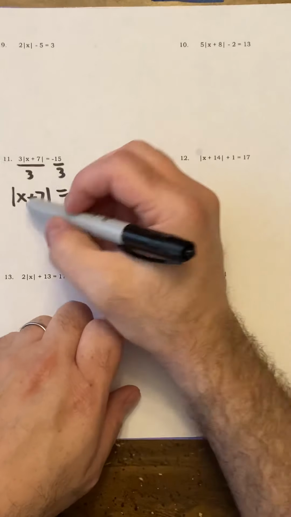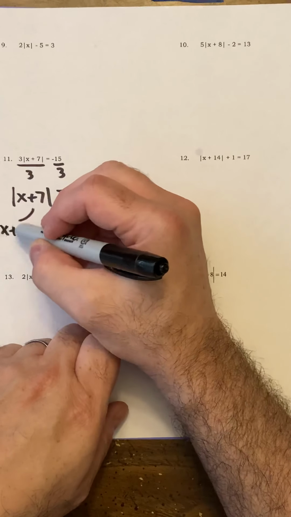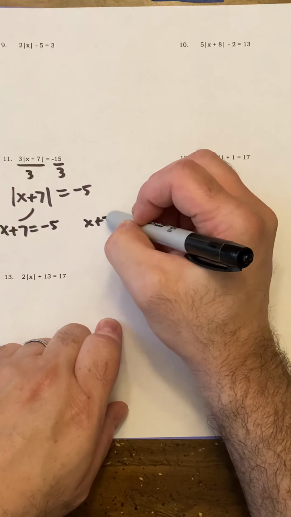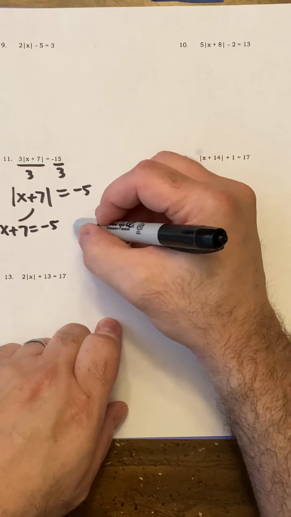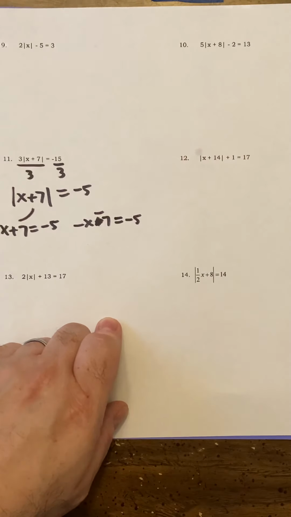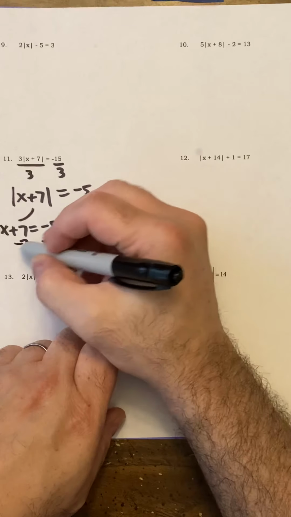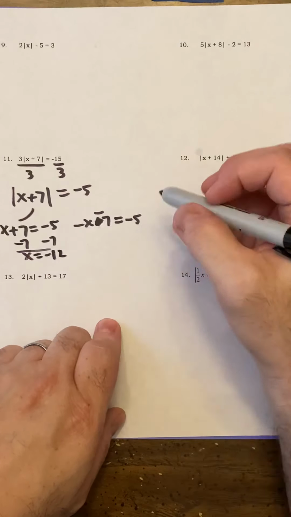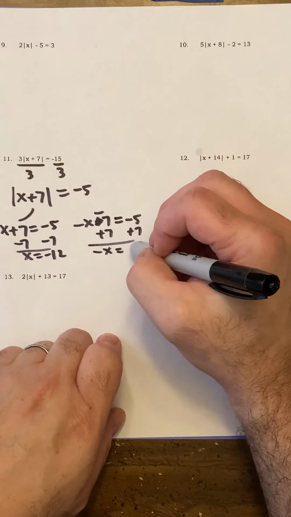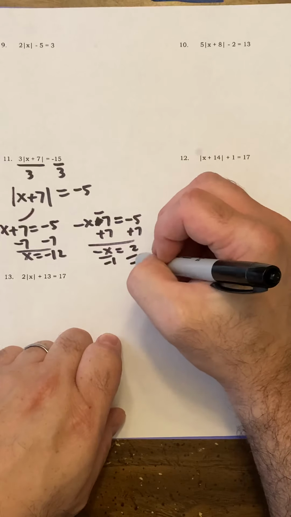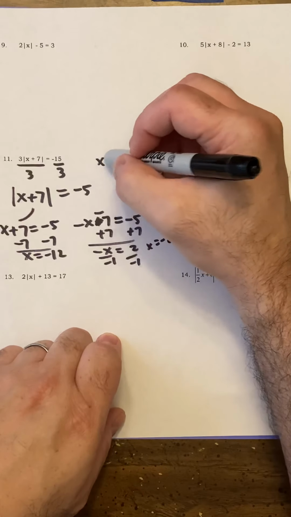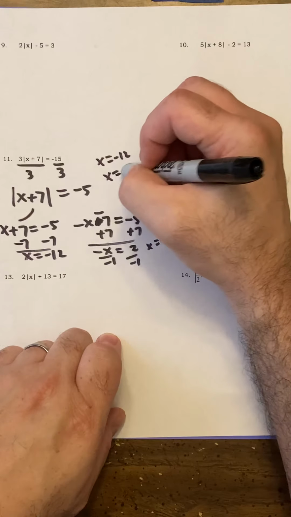Now we can make our 2 equations. One equation is x plus 7 equals negative 5. And the other equation is negative x minus 7 equals negative 5. Solving this, we get x equals negative 12. Here we'll add 7 to both sides. We get negative x equals 2. Divide by negative 1, and we get x equals negative 2. So we have solutions x equals negative 12 and x equals negative 2.